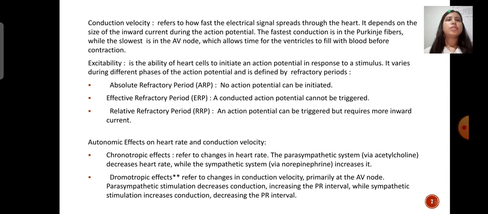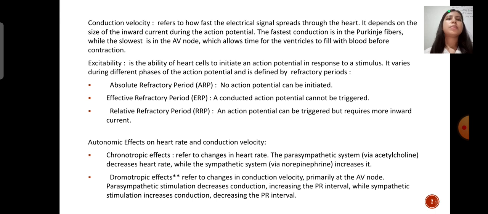The conduction velocity refers to how fast the electrical signals spread through the heart. It depends on the size of the inward current during the action potential. The fastest conduction is in the Purkinje fibers, while the slowest is the AV node, which allows time for the ventricles to fill with blood before contraction.